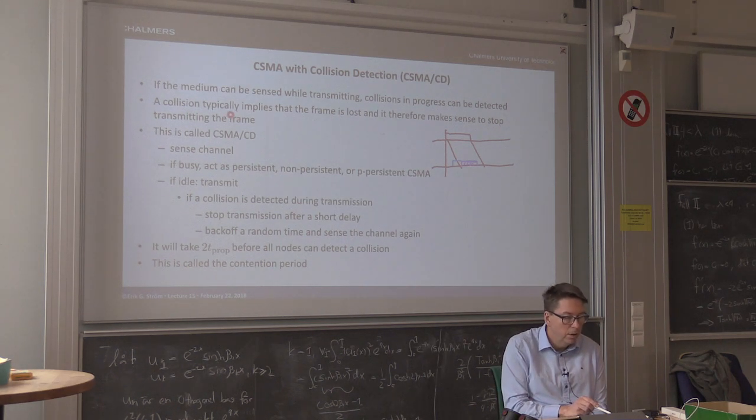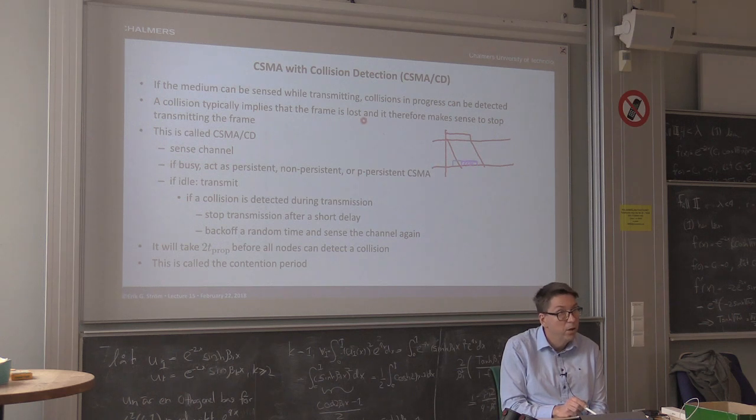So a collision, why is that harmful? Because it implies that the frame is typically lost. This is actually not always true, but if we assume that this is the case here, then we would like to avoid collisions. And therefore, if we can detect that a collision is ongoing, what should we do then? Well, we should stop transmitting because it's meaningless to keep on transmitting. It will only waste power and time.